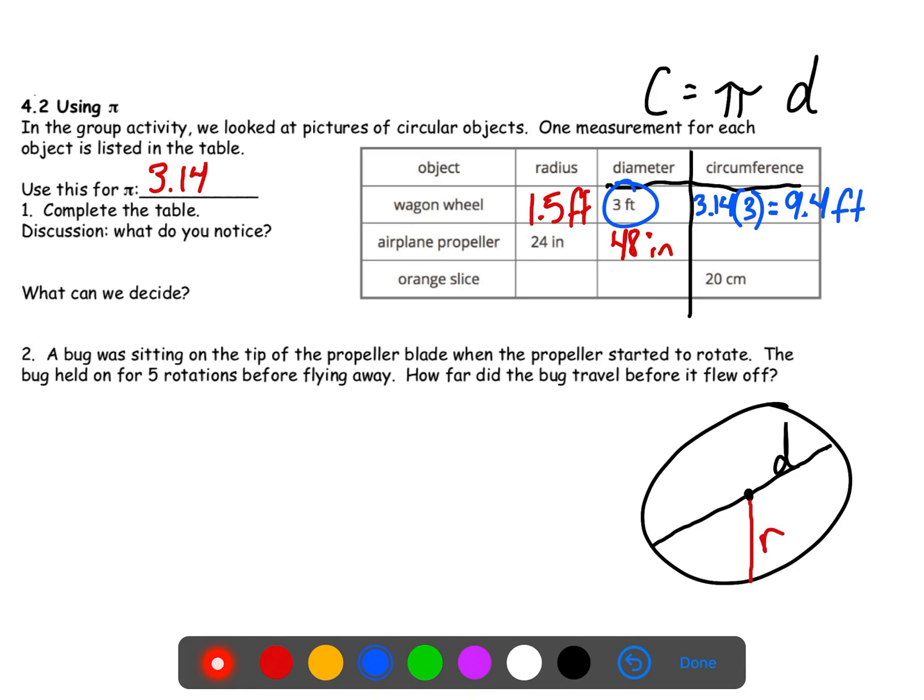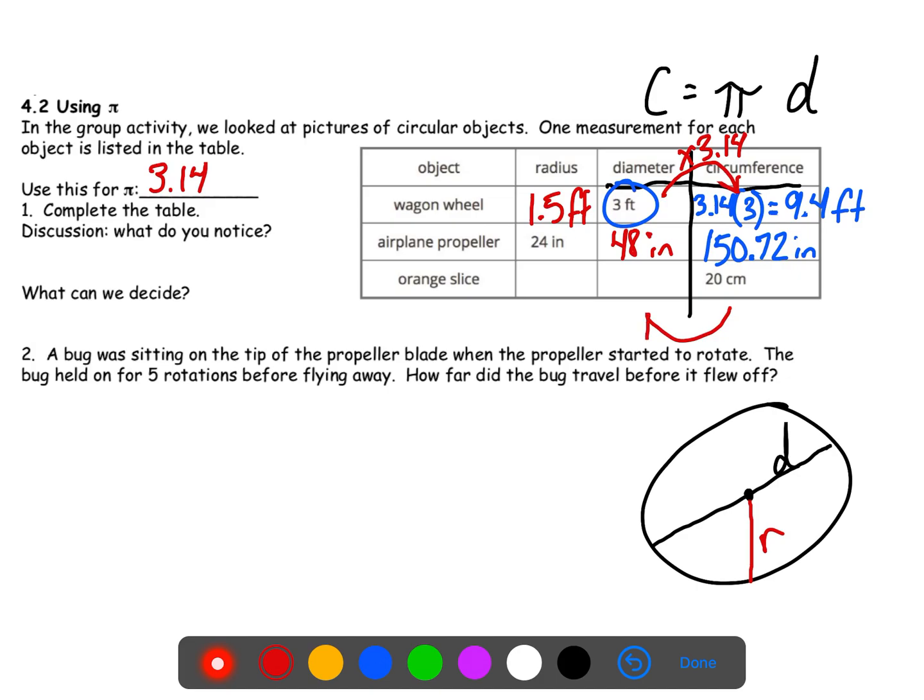We're going to do the same thing for the airplane propeller, except we're working in inches. So we'll take the diameter of 48 inches times 3.14 and get a circumference of 150.72 inches. Now, each of these was multiplying the diameter times 3.14. Remember, that's our constant of proportionality here.